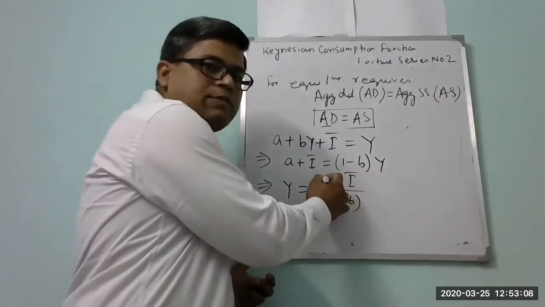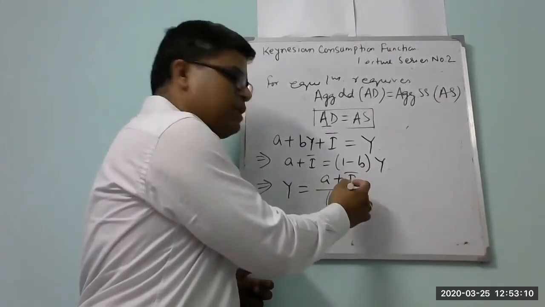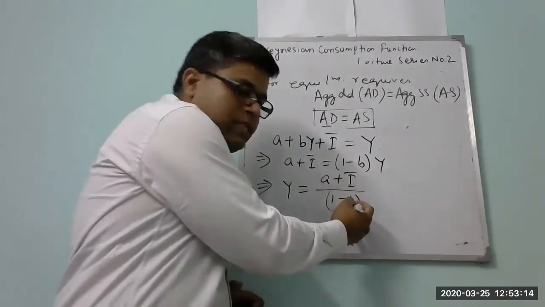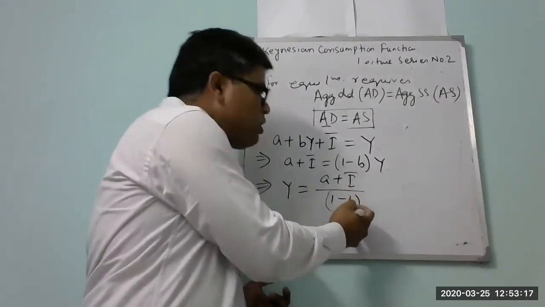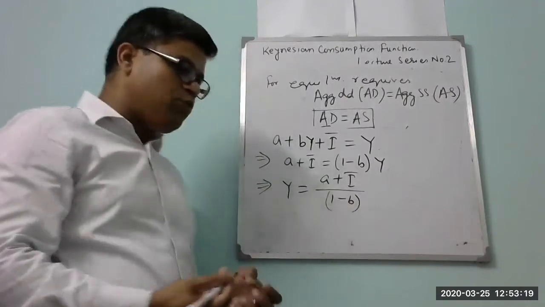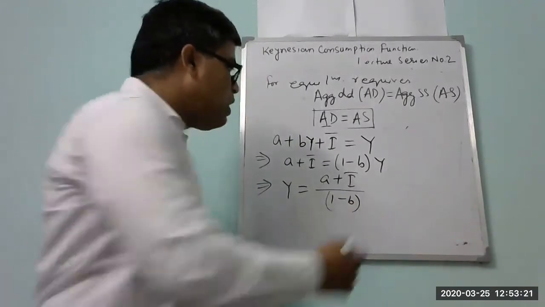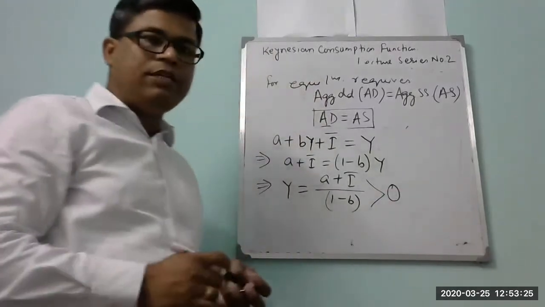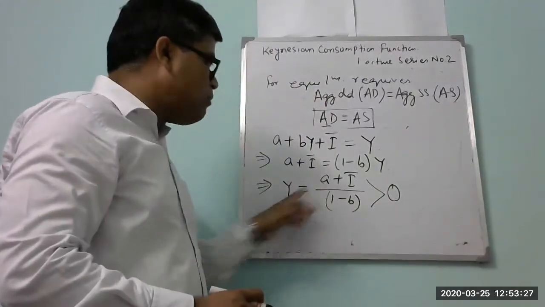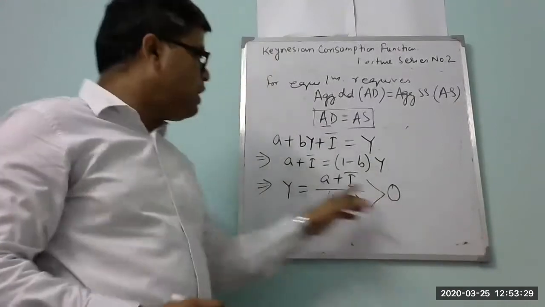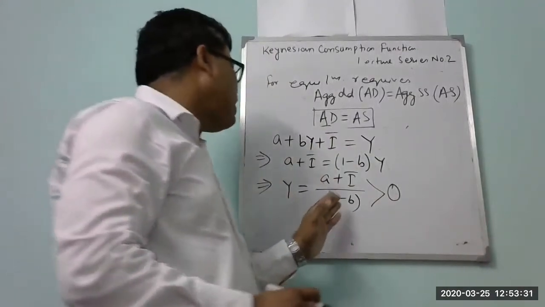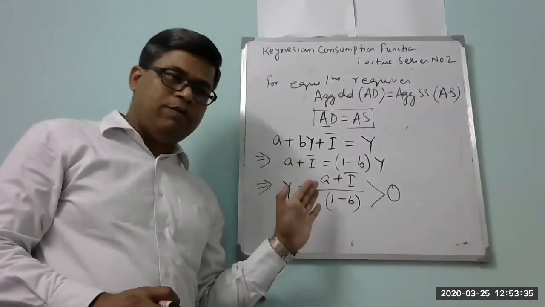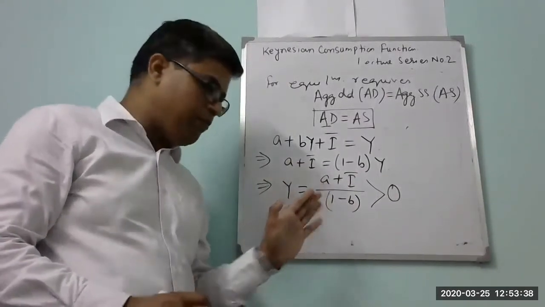And this A is positive. I bar is also autonomous investment, that is positive. B is MPC, that is more than 0 but less than 1. So 1 minus B will also be more than 0 but less than 1, and as a result, this will be greater than 0. So national income is also positive. So this is the way that we can derive the equilibrium level of national income algebraically.